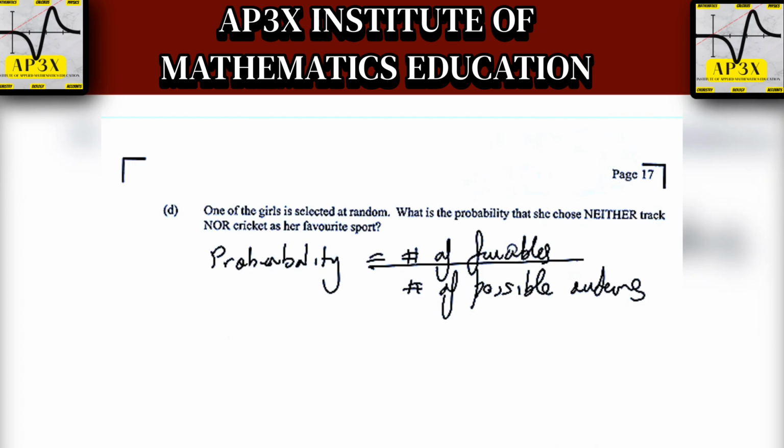So therefore, the probability is the number of favorable outcomes divided by the number of possible outcomes. We're looking at finding the favorable amount. What's the probability that she chose neither track nor football? What's the probability that she chose neither?